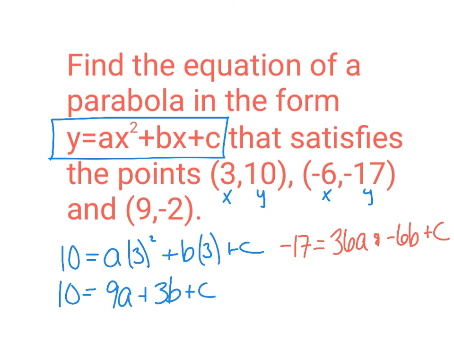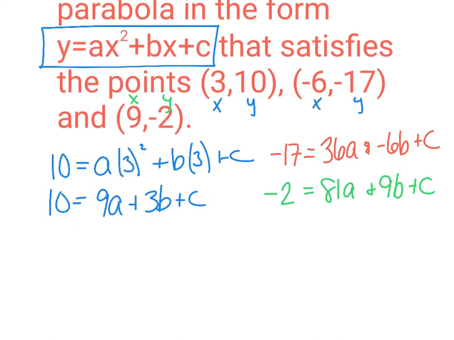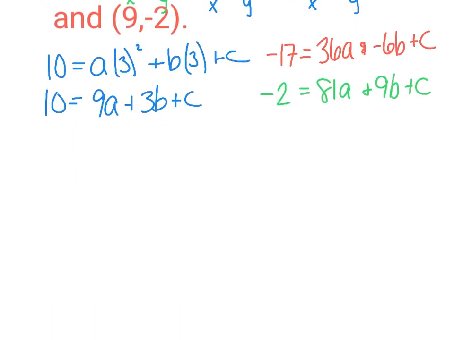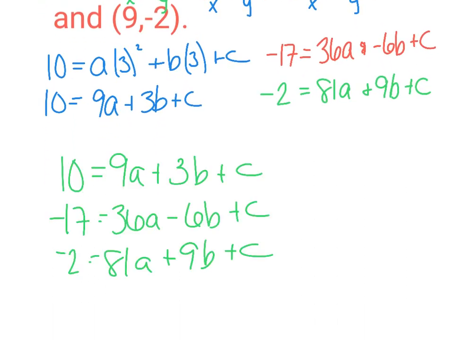And then I'm going to do the same thing with the last point. So again, x and y. So negative 2 equals 9 squared, so that's 81a plus 9b plus c. And basically what we've come up with now is a 3x3 system of equations. So all I did was rewrite that system right there, and again we're just going to solve it just like we did. So this should be a nice quick review of solving systems of equations.